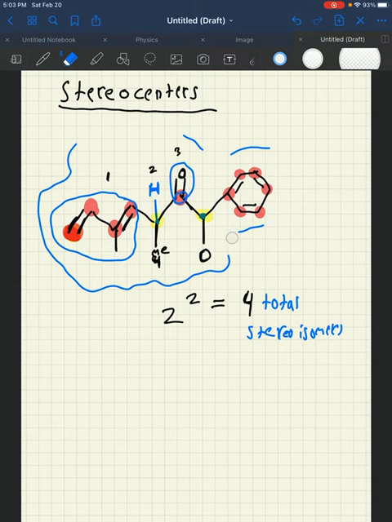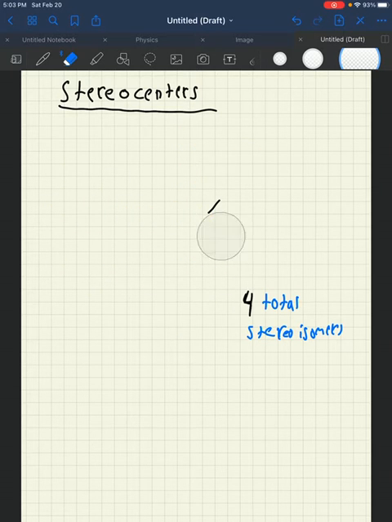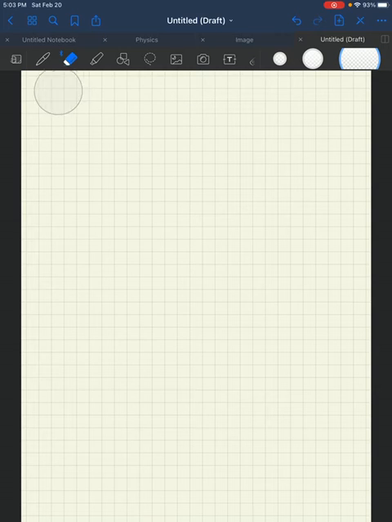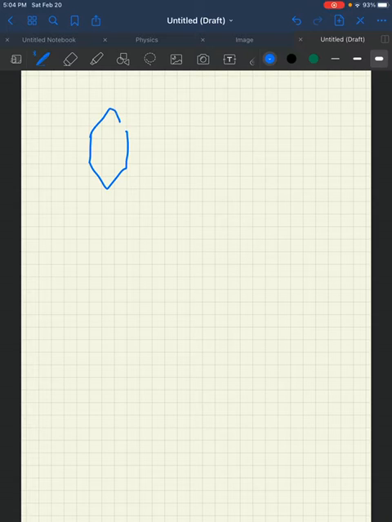Let's now go over, I think it's time we deal with the meso compounds. The meso compounds are kind of complicated. For example, if I give you a compound that looks like this, and I give you something that looks like this, can this be a meso compound? Oh, I should probably label this for you. Say this is bromine and this is also bromine.